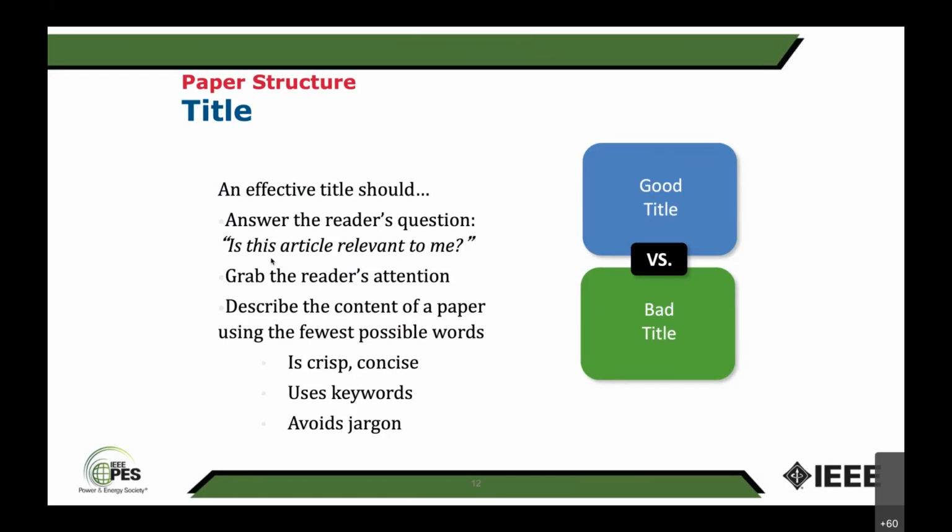And in a few words, it must be able to explain or define or describe the paper's content. It should be crisp and concise. It should use keywords like load forecasting, the keyword, statistical methods. Avoid jargon. Do not use any abbreviation and shortcut in the paper title.